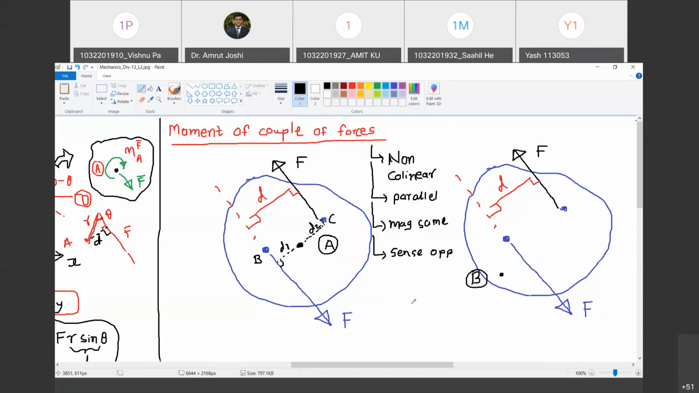Are you with me? What is the relationship between D, D1 and D2? D is the distance, perpendicular distance between lines of actions of these two forces. So what is the relationship between this D and D1 and D2? Tell me. Yes, go ahead. Yes, sir. Can you repeat the question? What is the relationship between D, D1 and D2?